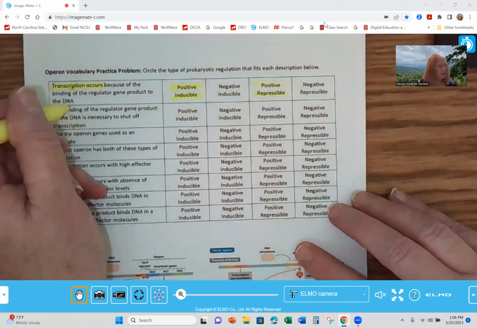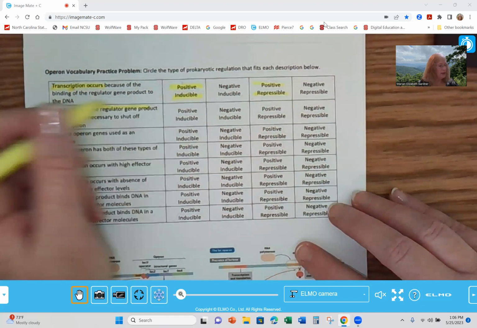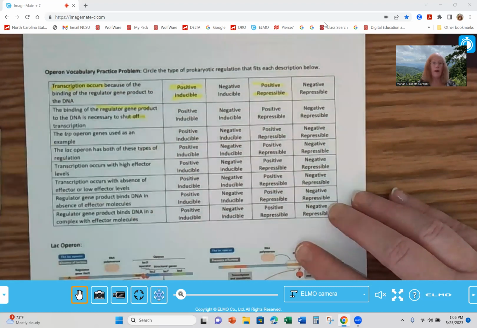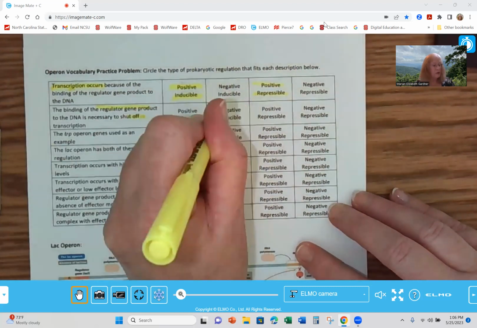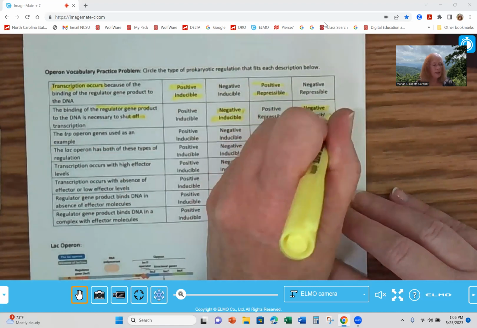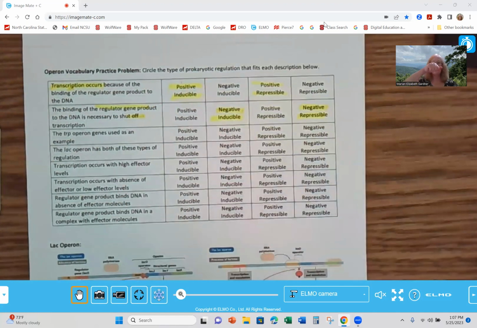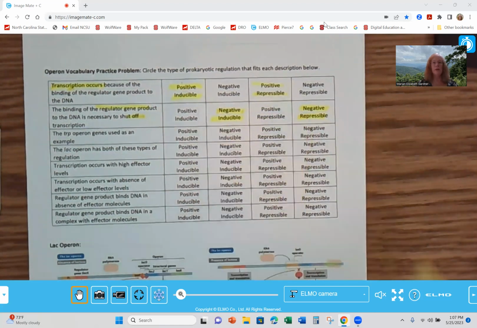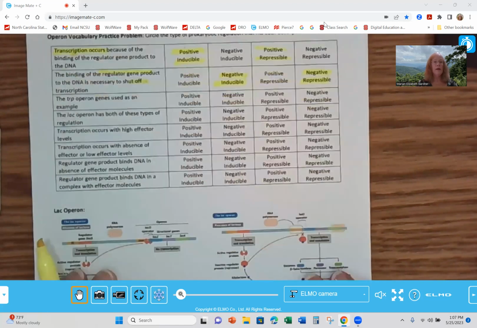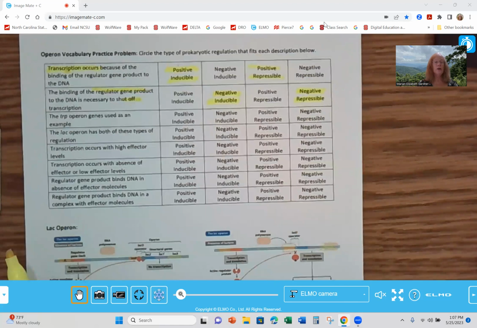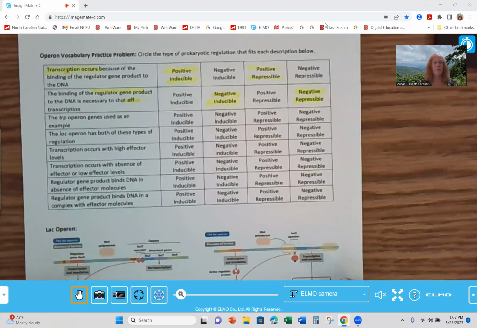That means when the regulatory molecule binds to the DNA, it turns off. We must have negative control. That's the whole definition of negative control. Regulatory molecule binds to DNA, turns it off. So that would be both negative inducible and negative repressible. I'm going to skip the trp and the lac operons because we will be going over those in a bit more detail. So transcription occurs with a high effector level.